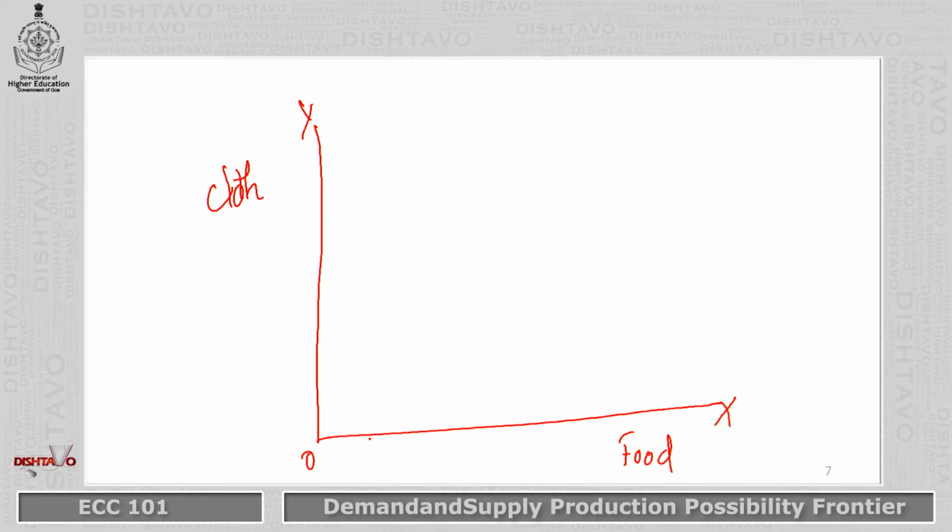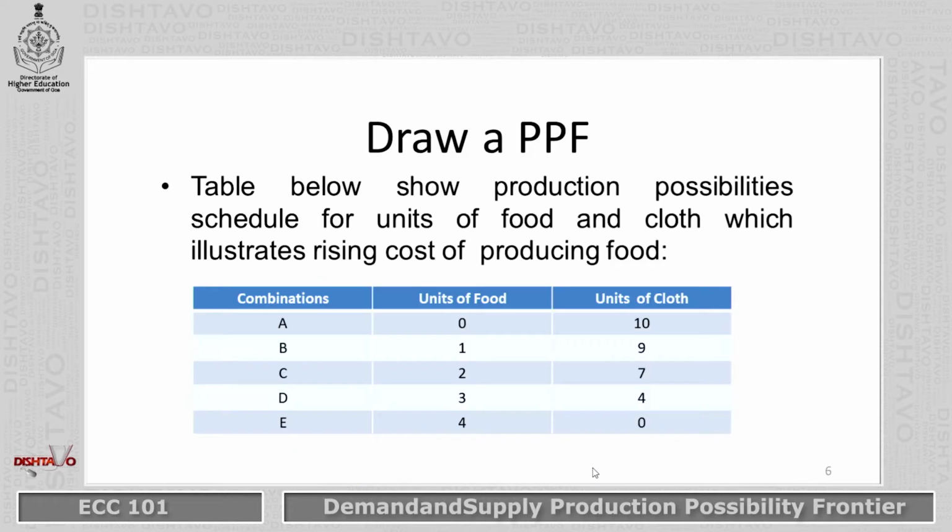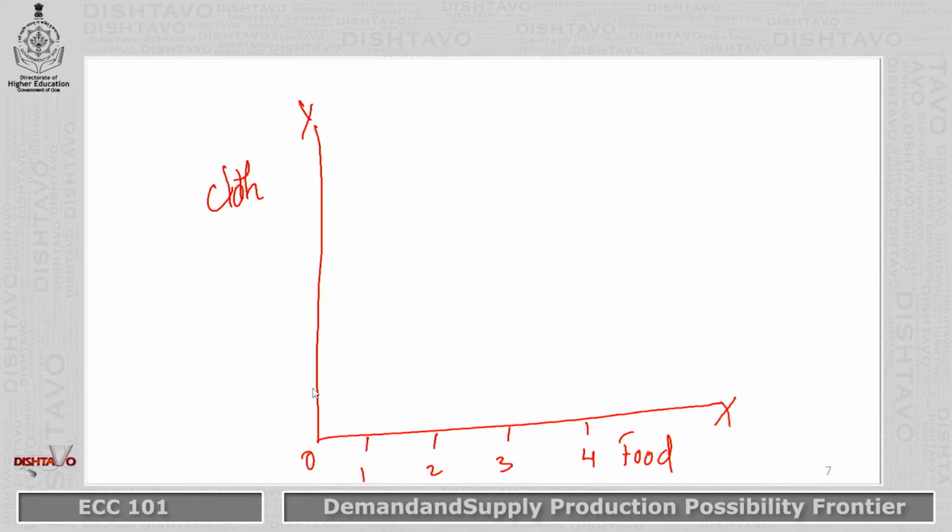If you look at the curve, we have 1, 2, 3, 4. If you look at the previous slide, it is mentioned there 1, 2, 3, 4, and for clothing we have 10. Food and clothing, let us mark food on the x axis and cloth on the y axis. So, we have marked food from 1 to 4 and clothing 2, 4, 6, 8 and 10. Once we mark this, we can draw a production possibility frontier. This curve is called the production possibility frontier.